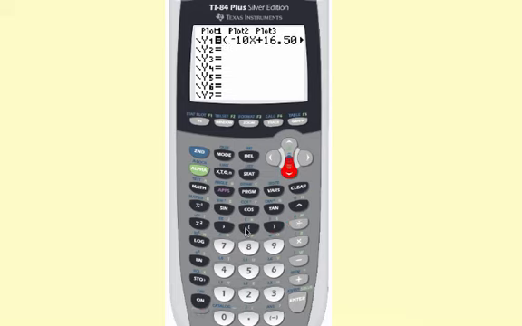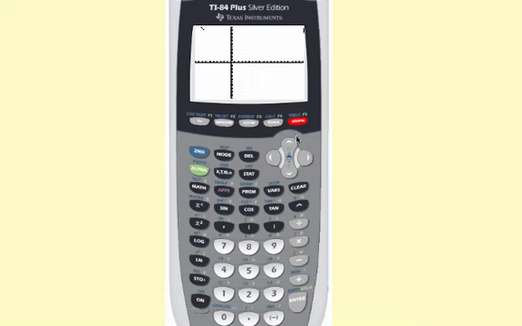I should mention here, if you don't have a calculator, you can use Desmos or some other online calculator. That's totally fine. Open parentheses, negative 5x plus 14.25, all divided by 10. Let's take a look at the graph.